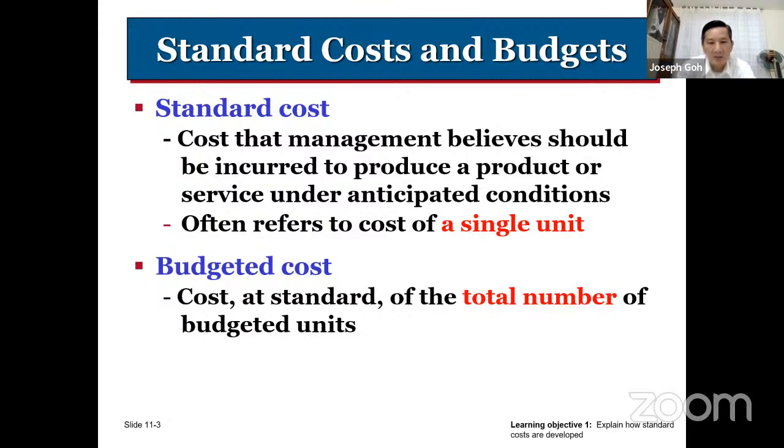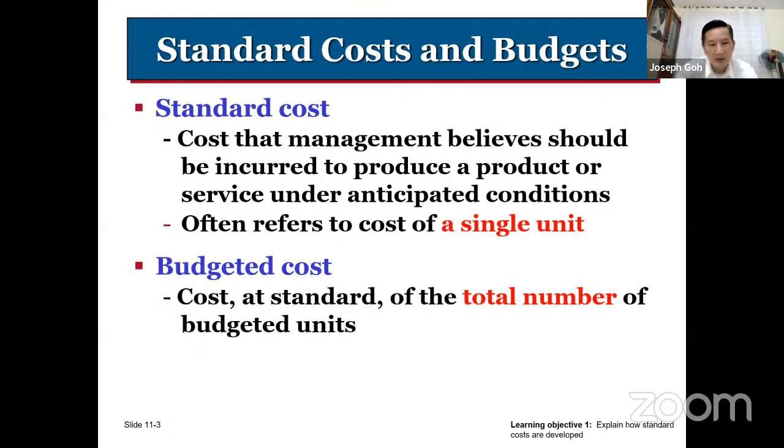That is the direction the management, the company feel that for a marker pen, the cost should be this cost. So that's the reason they often refer to cost of a single unit. When we say standard cost, we always say it's a single unit of standard cost. What is the standard cost of a marker pen? What's the standard cost of a plastic bag? Things like that. So what is the difference between standard cost and budgeted cost?